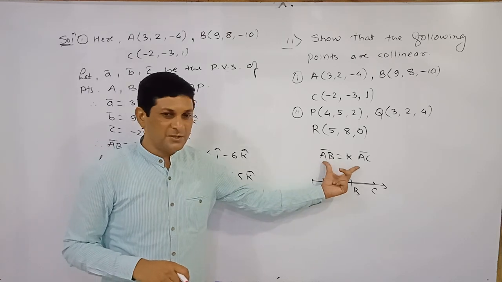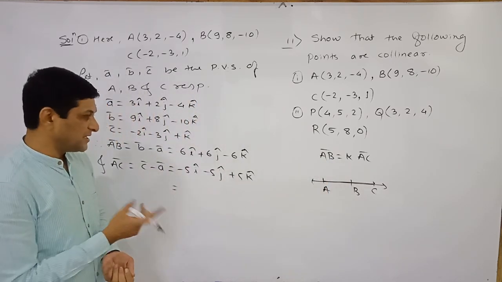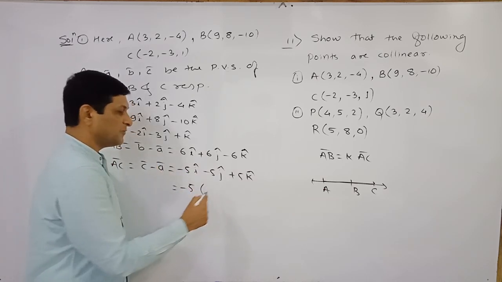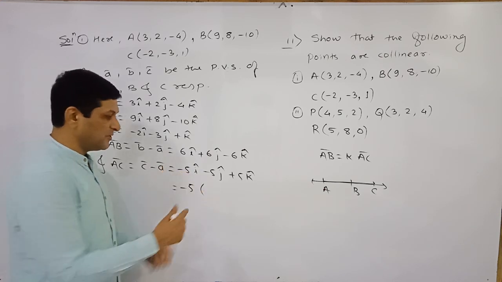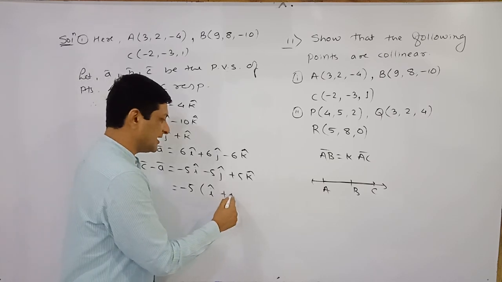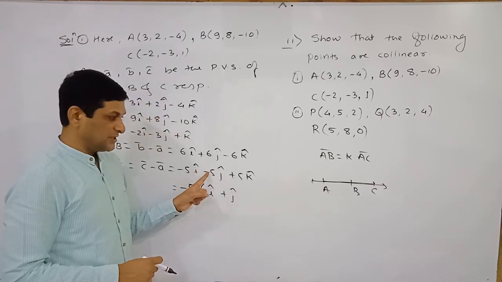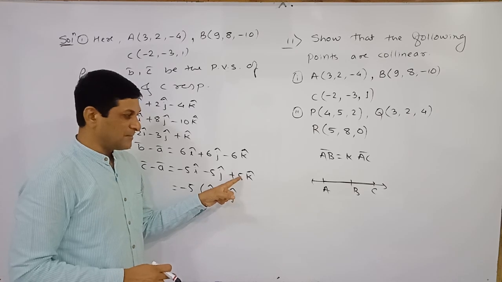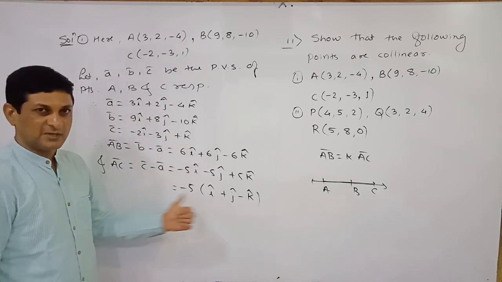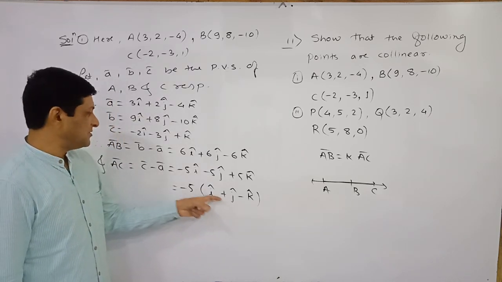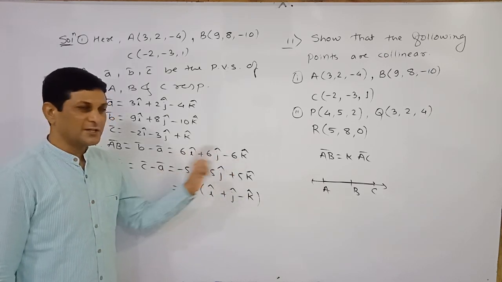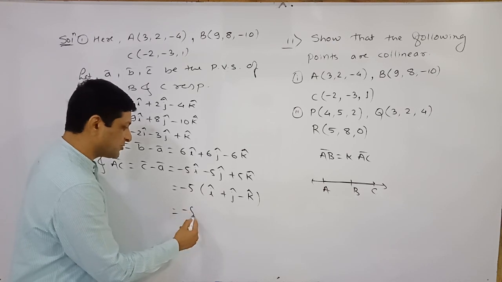Once the values of AB bar and AC bar are known, we have to check whether the condition is satisfied or not. To check that condition, it is better to take minus 5 common from these three terms. Taking minus 5 common, the negative term becomes positive, so the remaining term is I cap, then plus J cap, and minus K cap, because the positive term becomes negative since we have taken minus common. But this is not the value of AB bar. To get that value, we have to multiply each term by 6, so I am multiplying each term by 6.